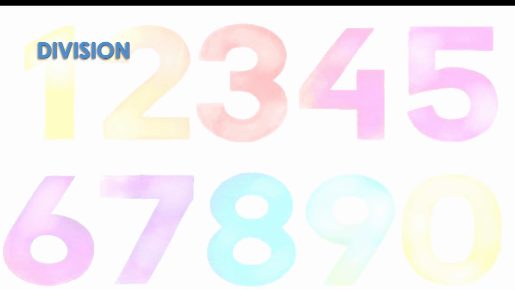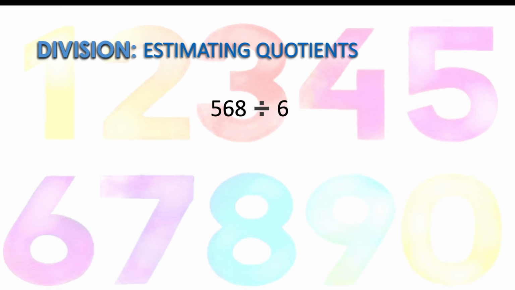Let's see the final example. Okay, same thing happens here. 6 times nothing is going to be 5 because 5 is less than 6. So I'm going to have to take both numbers. 6 times what is close to 56?